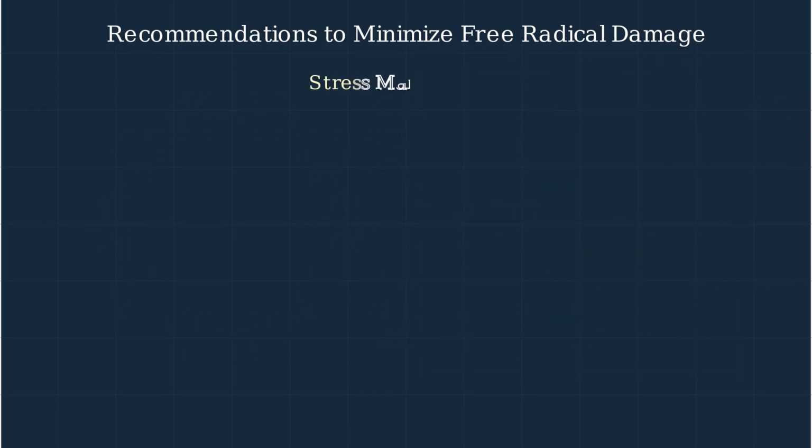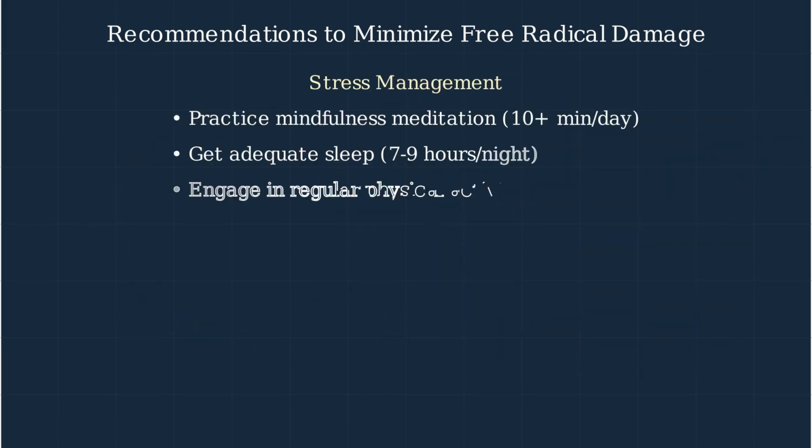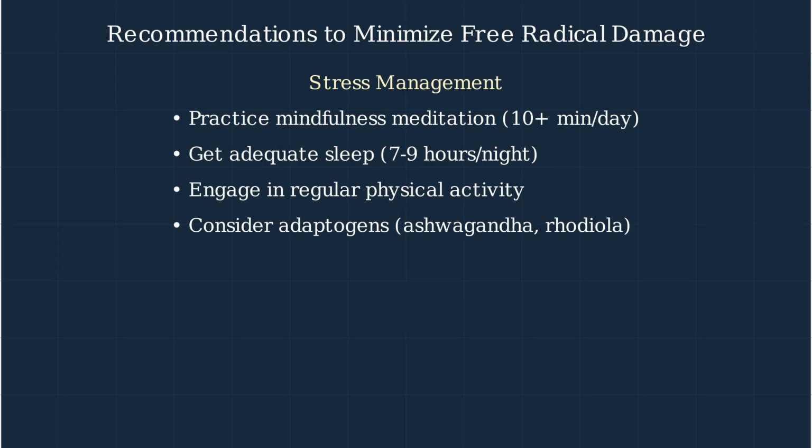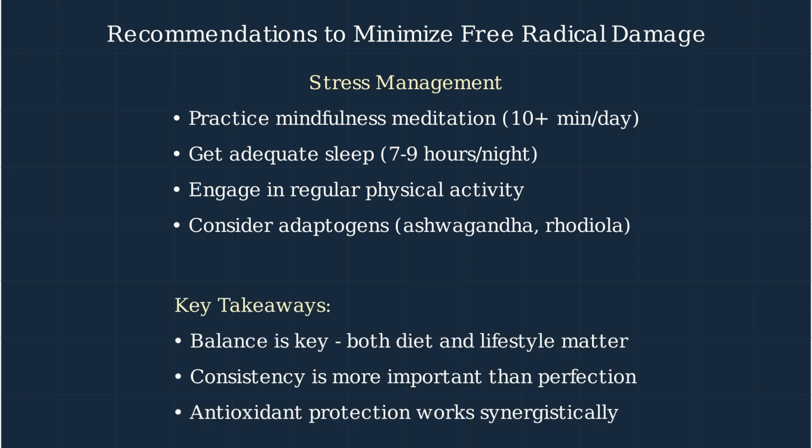Managing stress is crucial for reducing oxidative damage. Daily mindfulness meditation, adequate sleep, and physical activity all help reduce chronic stress. Some adaptogenic herbs like ashwagandha may also help your body resist stress-induced free radical production. Remember that balance is key when it comes to antioxidant protection. Consistent, moderate changes to both diet and lifestyle will provide better protection than temporary extreme measures. The various antioxidants in your diet work together synergistically for maximum effect.